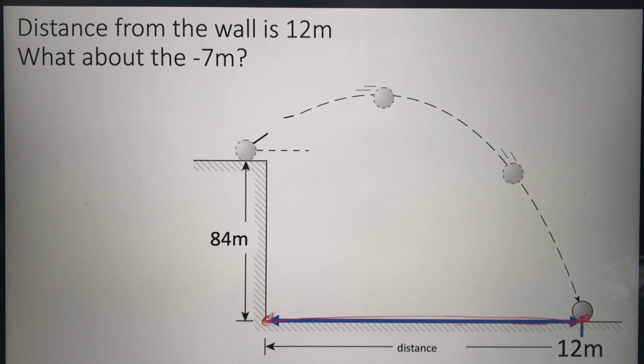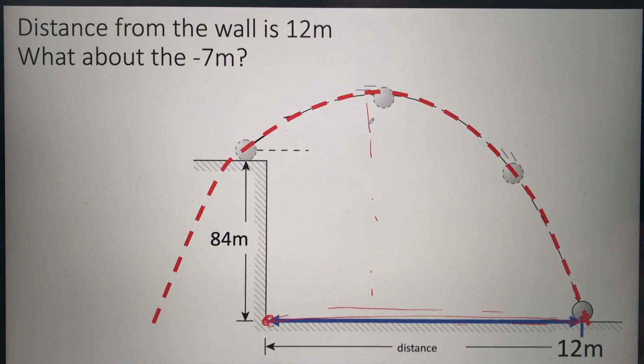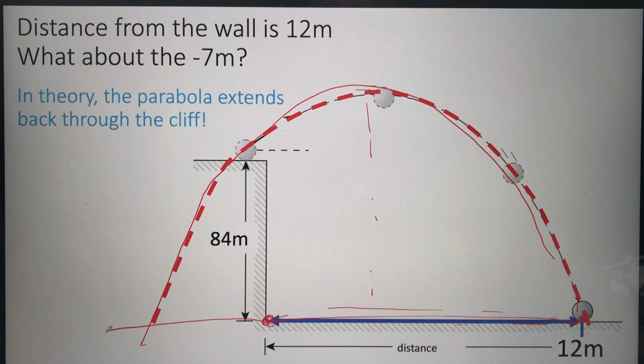How does that -7 get here? If this is my 12, and I think of this as the highest value, what's the -7? And what I realize is that the quadratic, our algebra, thinks that this quadratic goes here and goes actually through the cliff and down over here on this side. And in theory, the parabola extends back through the cliff, the mathematical version of it. And that's where the -7 is.